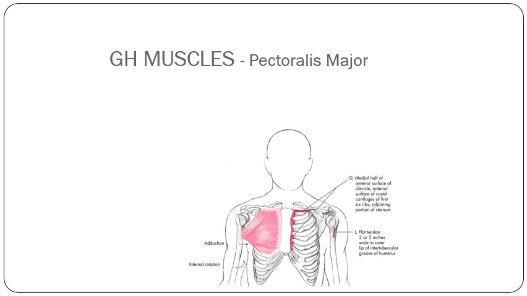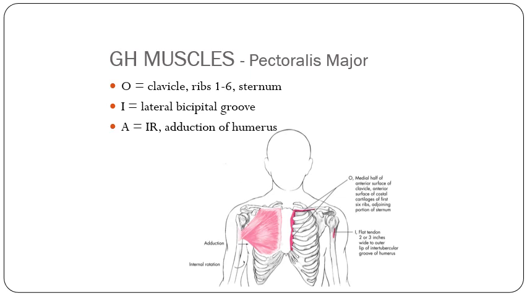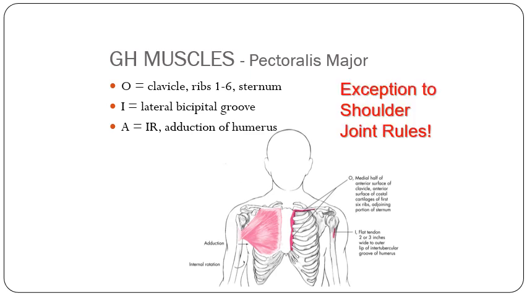So further looking at the glenohumeral muscles, we have the pectoralis major. There's your origin: clavicle, ribs 1 through 6, and the sternum. The insertion, the bicipital groove or the intertubercular groove. The action is internal rotation and adduction of the humerus. And remember something we said earlier on about the rules? Well, here's one of your exceptions to the shoulder joint rules. So now here's a question for you. Why is this an exception to the shoulder joint rules? Why do you think? Think about it for a second.